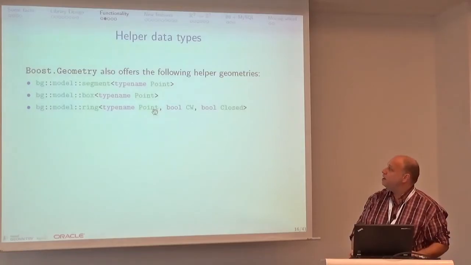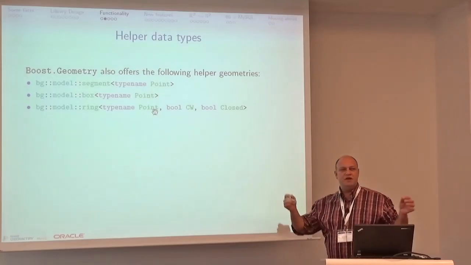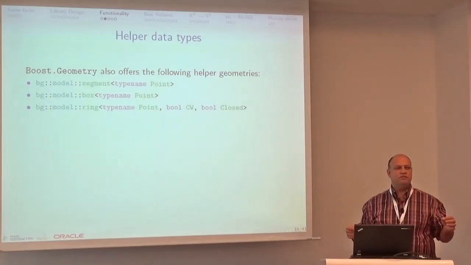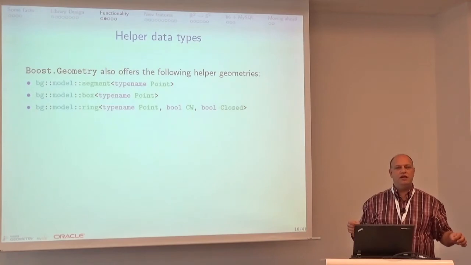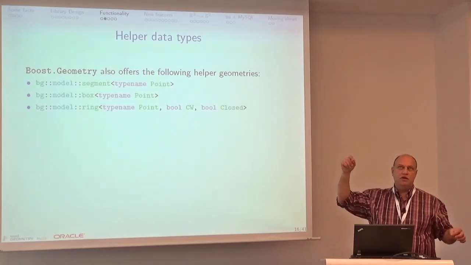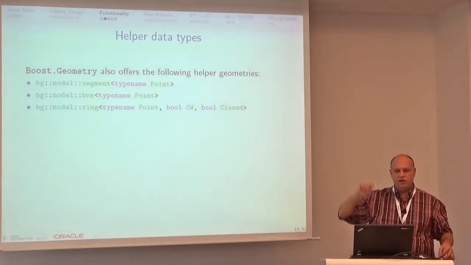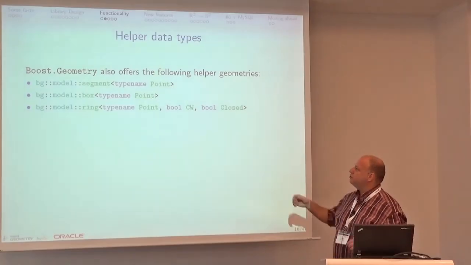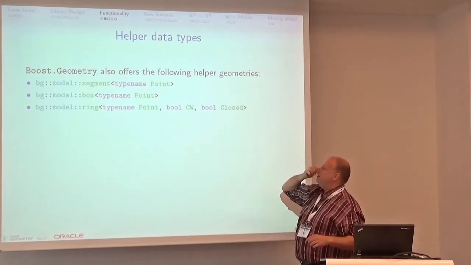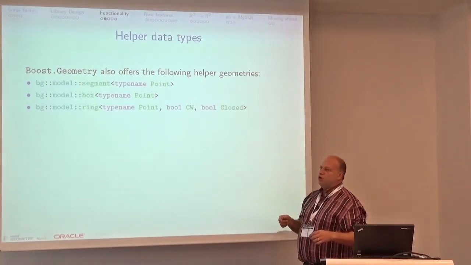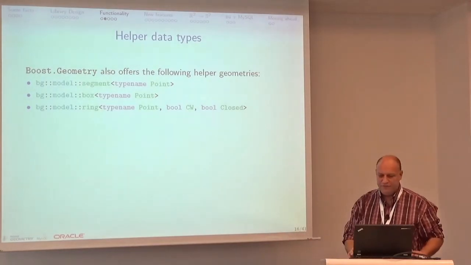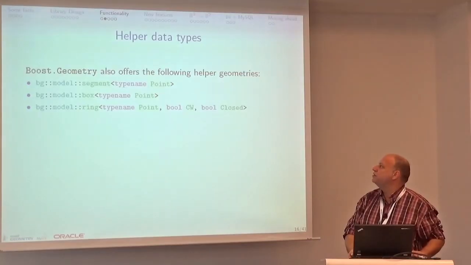And we also have some helper data types, which is a segment. So it's basically 2 points, or a box, which is basically something that has a lower left bottom corner, a point, and an upper right corner, which is another point. And ring is also, you can think of it as a polygon without any holes, basically. It's a closed curve, essentially, consisting of a series of segments.